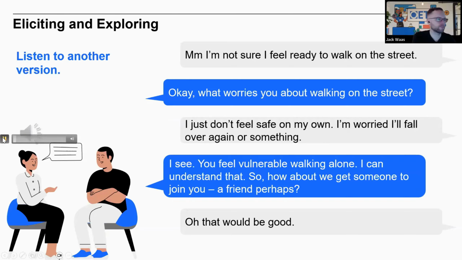I'm not sure I feel ready to walk on the street. Okay, what worries you about walking on the street? Oh, I just don't feel safe on my own. I'm worried I'll fall over again or something. I see. You feel vulnerable walking alone. I can understand that. So, how about we get someone to join you? A friend, perhaps? Oh, that would be good.